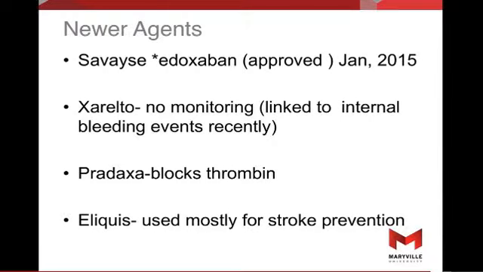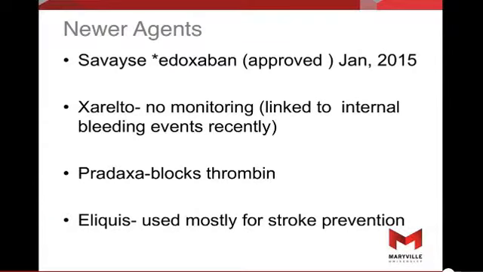There are some newer agents that have been approved. As you probably all are aware, there are many lawsuits with these agents, partially because when they were first developed, since they do not need to have PT and INR checked like you would with other anticoagulation therapies, they were a huge hit with patients, but the hard part is they're not reversible.